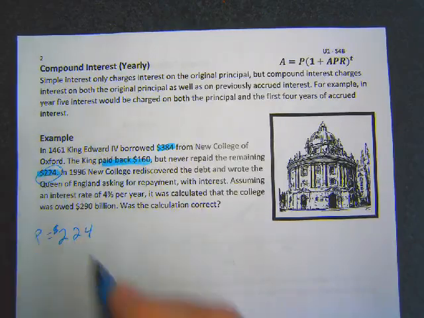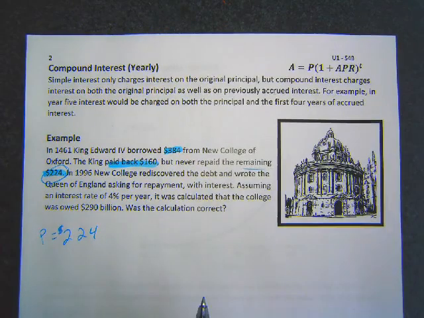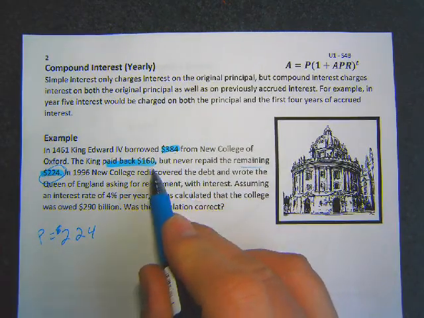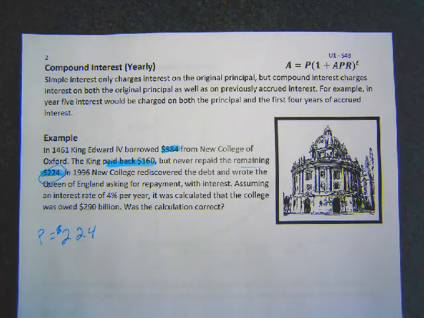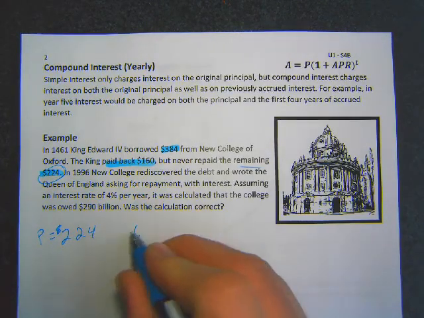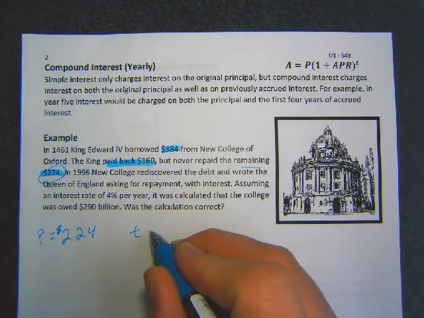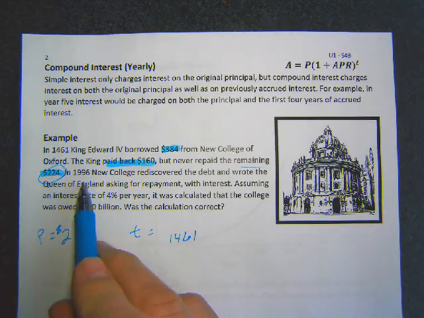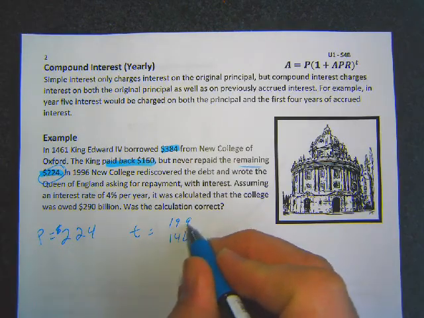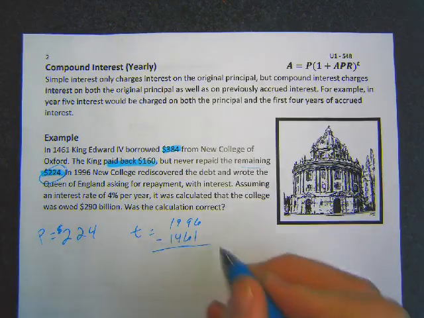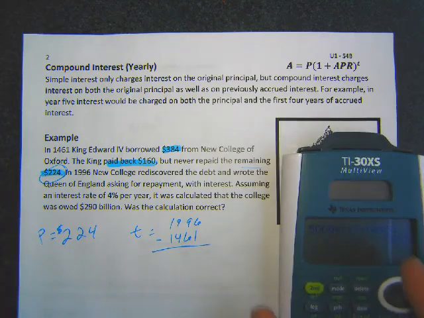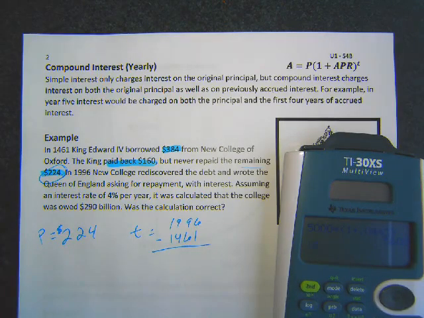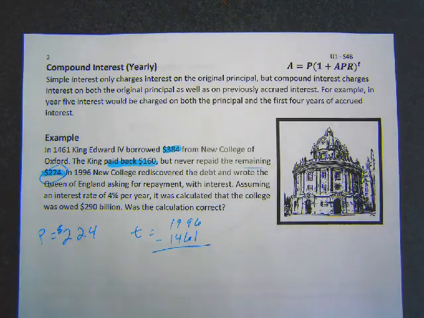So it's actually this one, because that's the remaining balance. They borrowed 384, but they paid part of it. So the 224 is actually what matters. Time frame here, notice that they borrowed it in 1461, but they found it in 1996. So to actually find the time frame here, we're going to have to subtract that and figure out how long that time frame was. So 1996 minus that 1461 tells us it's 535 years.